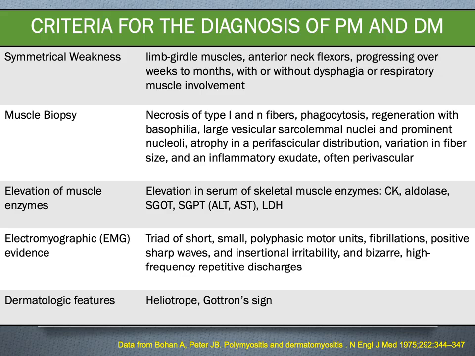We have the muscle biopsy showing perivascular atrophy and perivascular inflammation, elevation of muscle enzymes, electromyographic evidence of the triad of short, small, polyphasic motor units, fibrillations with positive sharp waves, and insertional irritability. And in dermatomyositis, there are characteristic dermatologic features such as the heliotrope and the Gottron sign.